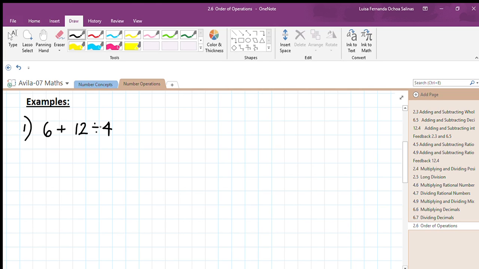And it's good practice to get used to putting brackets around what you have to do first. So instead of starting to solve it right away, you just write brackets around it and say, okay, now I have 6 plus, and I know very clearly that what I have to do first is this division. So we do 12 divided by 4, which is going to be 3. And then we have 6 plus 3, which is going to be equal to 9. So that's our first example. Now let's do another example here.